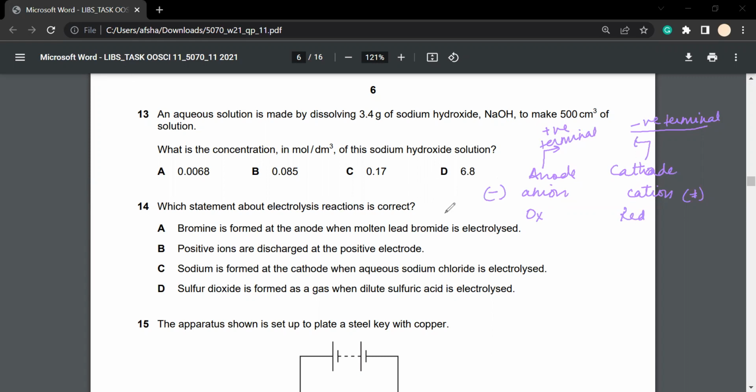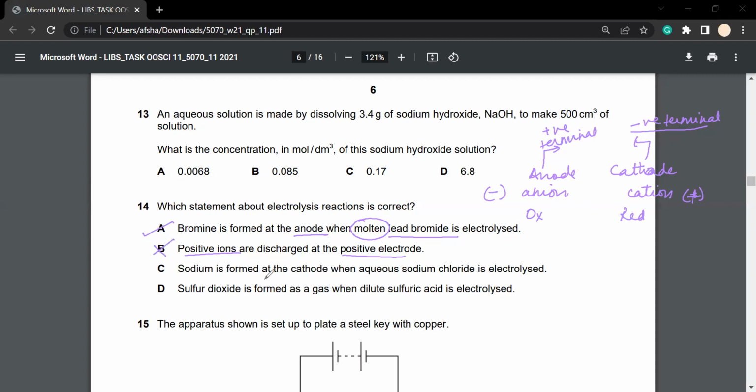Now after understanding these key facts, let's move ahead with question 14 A, B, C, D part. Let's read it. Bromine is formed at the anode. Bromine will go as bromide ions to the anode when lead bromide is electrolyzed. It's a molten lead bromide. So here you don't have any rival ion. So according to the fact which is given to us, that's absolutely correct statement. This is what is going to happen. Let's see further. Positive ions are discharged at the positive electrode. Wrong, because I have told you that positive ions will be moving toward the electrode which is attached to the negative terminal.